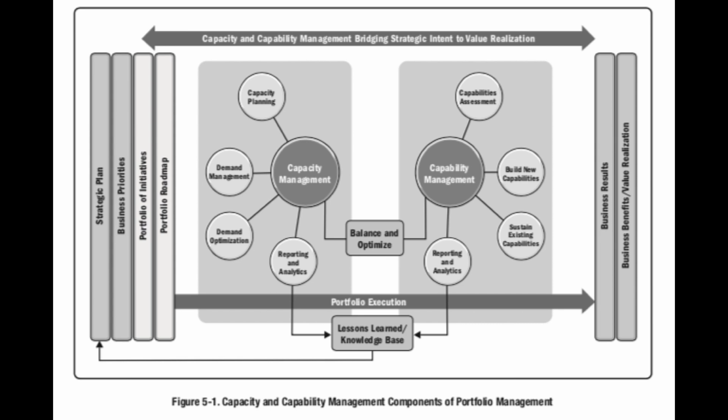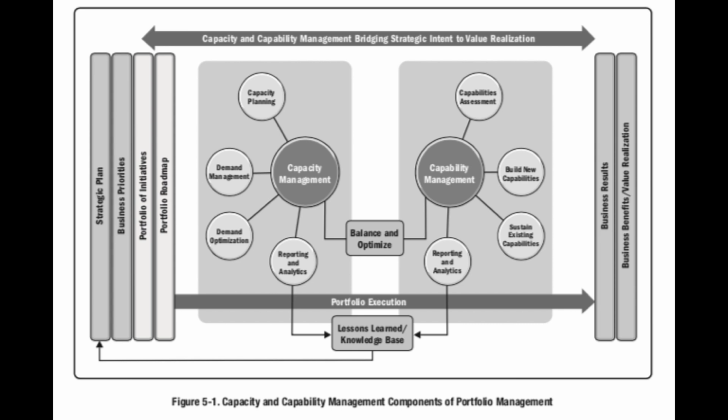The next piece of the puzzle is demand optimization. While demand management is about understanding what's needed, demand optimization is about prioritizing and adjusting that demand so you can meet it within the constraints of your capacity. It's about making sure you're focusing on the most important projects first and balancing resource use across your portfolio. Sometimes this means saying no to certain projects or delaying them in favor of higher priority initiatives. Optimization is all about making the best possible use of your available resources.